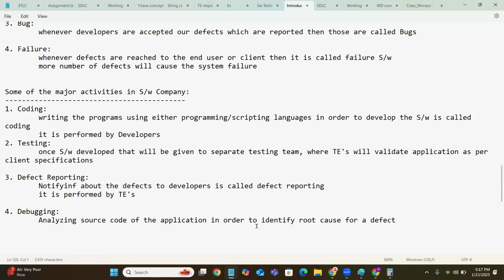Analyzing the source code of the application in order to identify the root cause for a defect. Who is responsible? Not the test engineer. It is performed by developers.